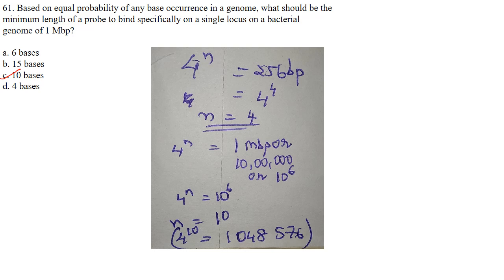So based on equal probability of any base occurrence in the genome, we know that 4 raised to n is equal to the genome size. Now the genome is 1 megabase pair, or 10 raised to 6 base pairs. So 4 raised to 10 will be the answer, which is approximately equal to 10 raised to 6. So n will be equal to 10. So the answer here is option C. That is 10 bases.